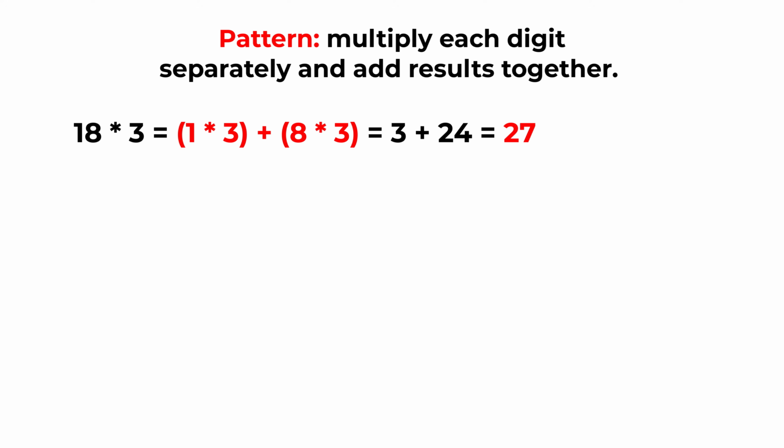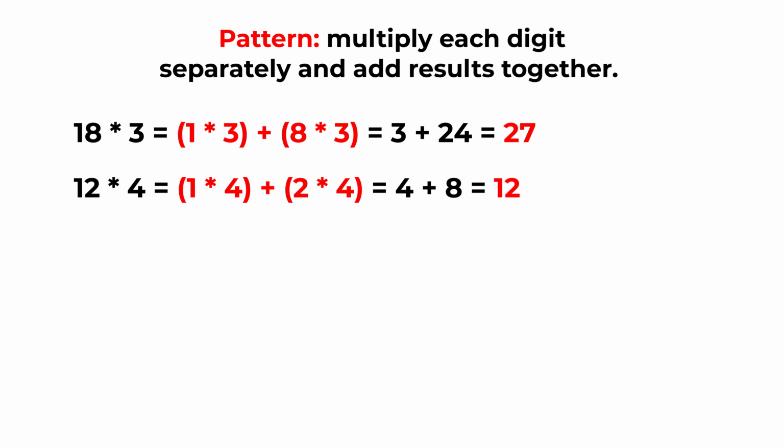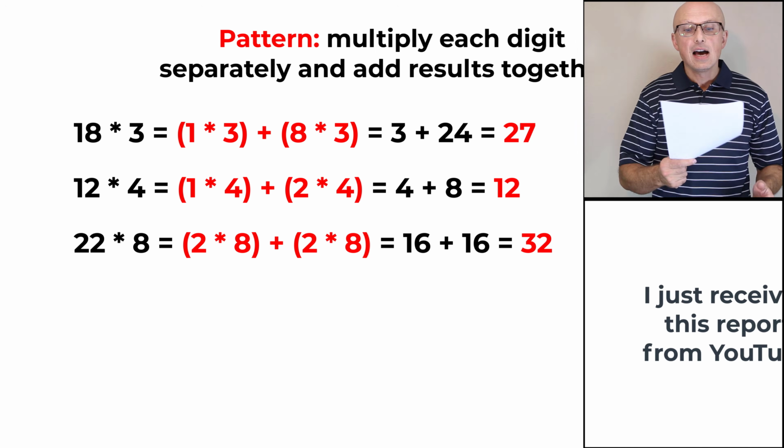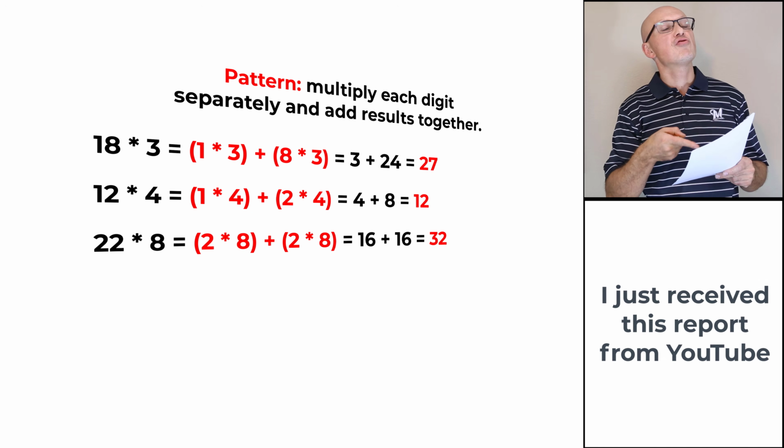In a similar way, 12 multiplied by 4 can be calculated as a result of 1 multiplied by 4 in parentheses plus 2 multiplied by 4 in parentheses, which would be equal to 4 plus 8, and would be equal to 12. And in a very similar way, 22 multiplied by 8 would be a result of 2 multiplied by 8 in parentheses plus 2 multiplied by 8 in parentheses, which would be 16 plus 16, which would be equal to 32.